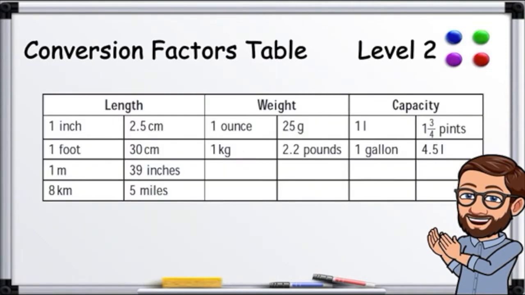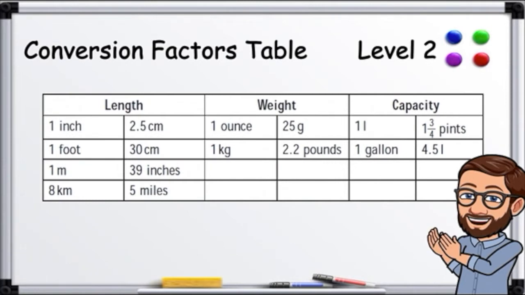Now at level 2, you might be asked to convert between the two systems of measure. So that's between imperial and metric. So here are some of the conversion factors for you to perform that. So 1 inch is 2.5 centimetres. 1 foot is 30 centimetres. 1 metre equals 39 inches. 8 kilometres equals 5 miles.